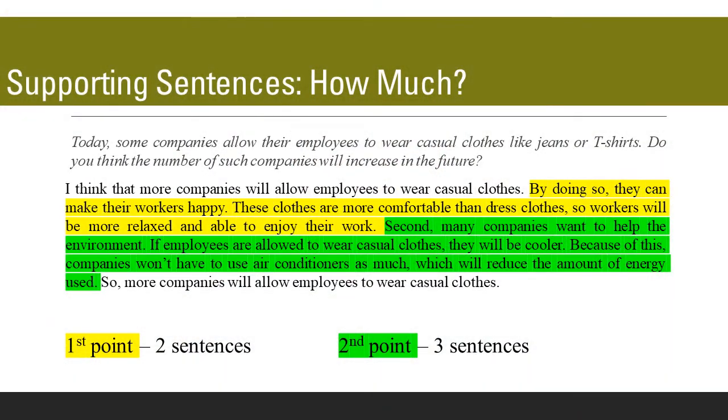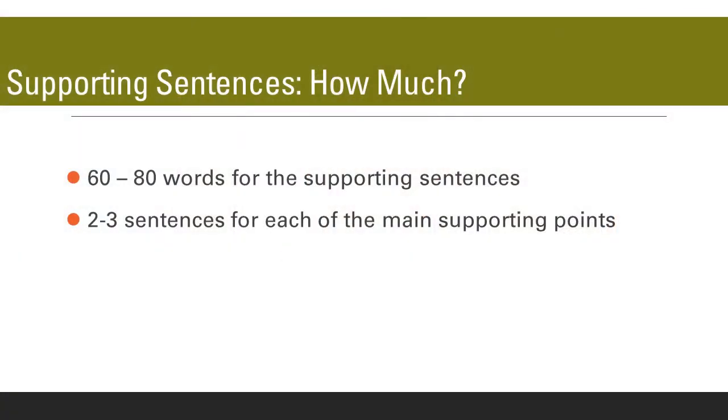Let's analyze the other answer, the one about the companies and casual clothing. In this one, the first supporting point accounts for 2 sentences, and the second supporting point, 3 sentences. The first supporting point is again highlighted in yellow. The second supporting point here is highlighted in green. Don't worry about the details yet. We'll look at the actual words a little later. But 2 or 3 sentences for each supporting point. So in summary, when you want to know how much to write, here's the recommendation.